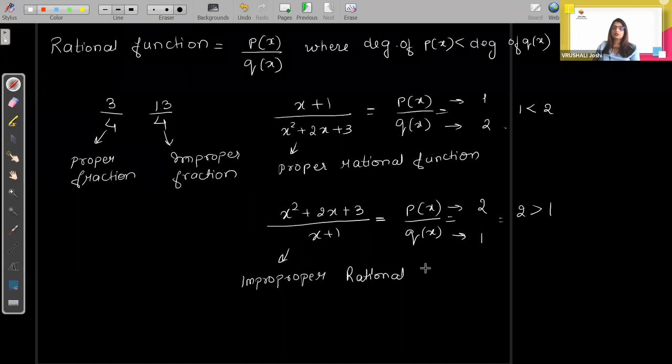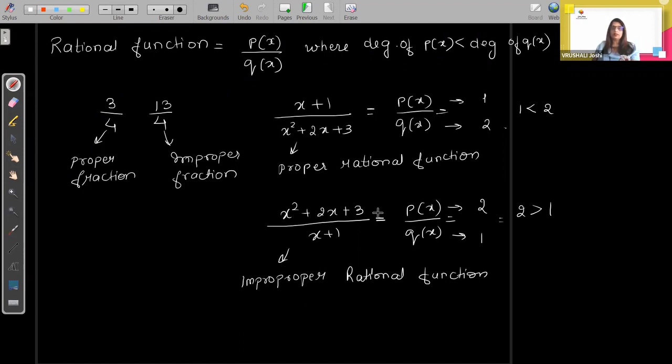There is absolutely no difference as far as the concept is concerned when it comes to a proper fraction and an improper fraction, and a proper function and an improper function. Both of them give you the same understanding. Correct? Same. Keep this in mind because we are going to use this fundamental further.